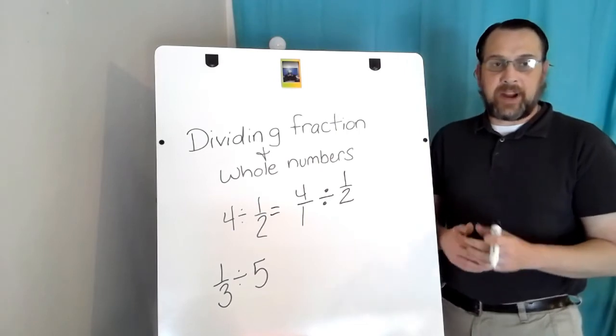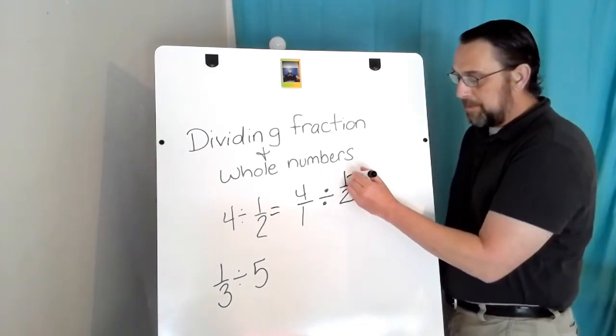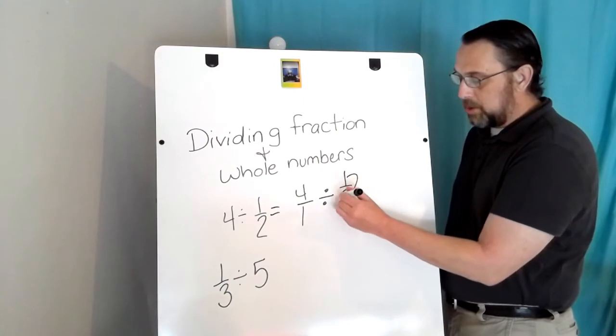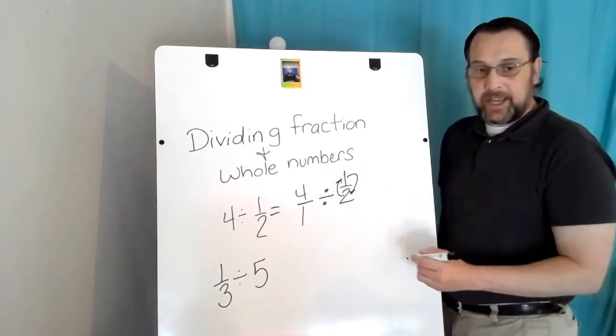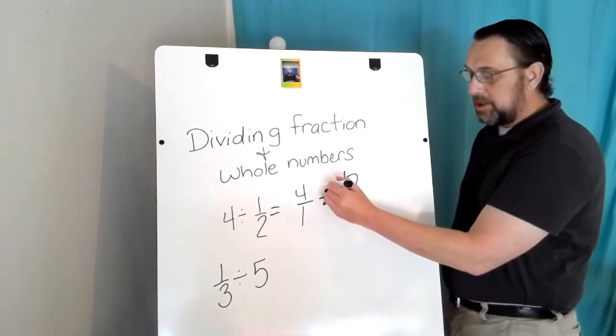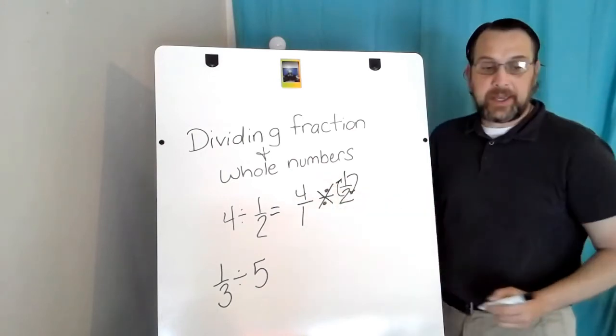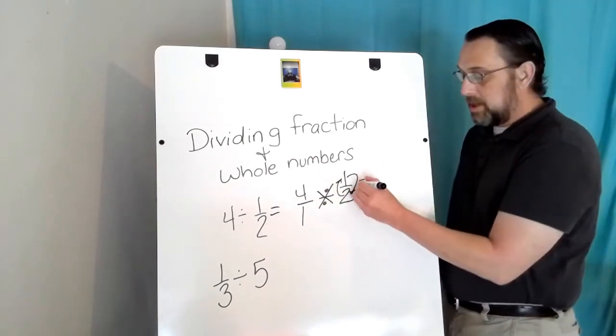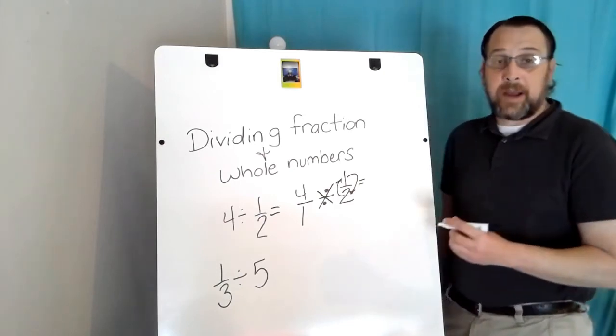Now I am going to flip or get the reciprocal of the second fraction. Always the second fraction. I will flip, which is also called a reciprocal, the second fraction, and I will change the operation from division to multiplication. Now I will rewrite my problem.